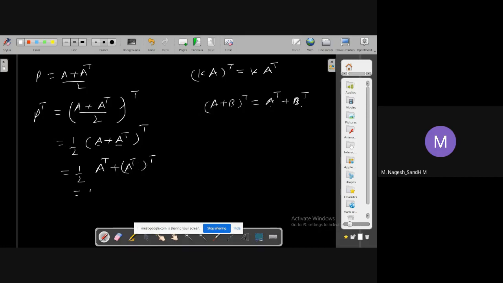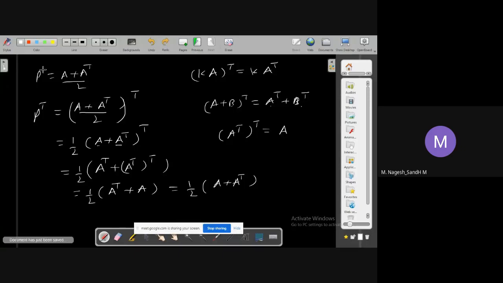So now 1 by 2 into, again the transpose property: (A transpose) whole transpose, what is that? A only. So what you got is A transpose plus A. So what is P? Listen here. P equals 1 by 2 into (A plus A transpose). Again what you got? 1 by 2 (A plus A transpose).